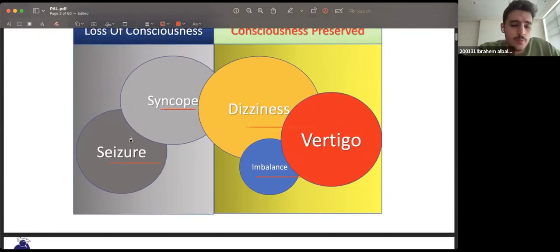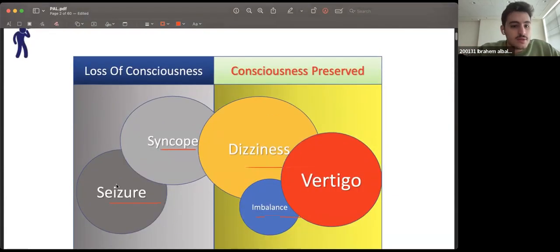So seizures, you're probably familiar with seizures. It's the rhythmic movement, convulsions. It's due to hyperactivity of certain parts of the brain. There isn't necessarily loss of consciousness, so this isn't 100% correct, but sometimes there is. Syncope happens when you don't have enough blood flow to the brain, so you faint and you lose consciousness.